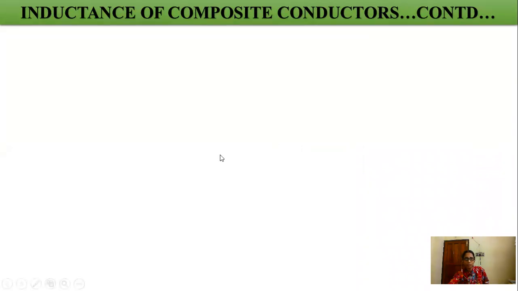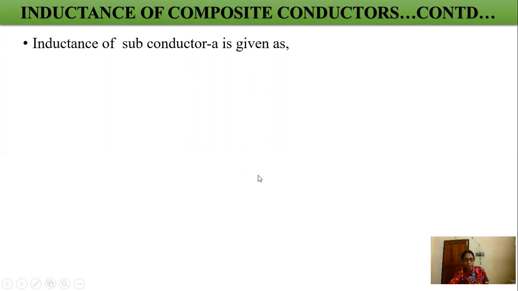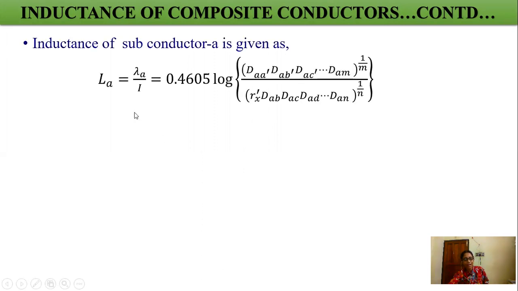So what's the expression for inductance of subconductor A? It can be written as LA equals lambda A by I, because we know flux linkage equals inductance into current. So LA equals lambda A divided by I. That will be 0.4605 log.